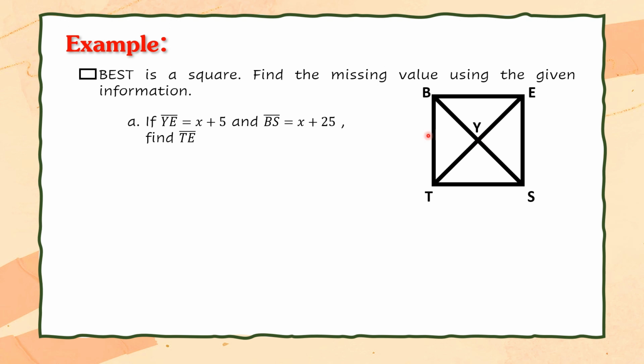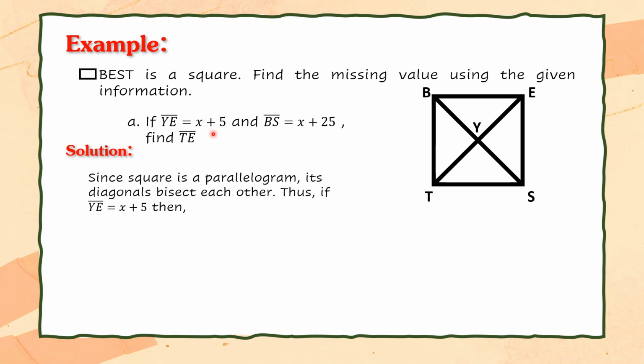But since we don't have the exact length of YE, first we are going to solve for the value of x. Since a square is a parallelogram, its diagonals bisect each other. According to our given, we have only half of TE and diagonal BS. So if YE is equal to x plus 5, then 2YE is equal to BS, or twice YE is equal to diagonal BS.